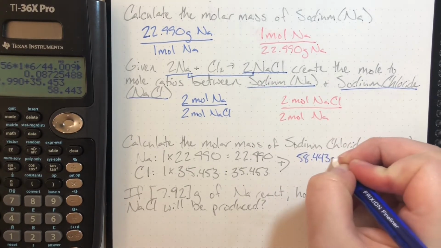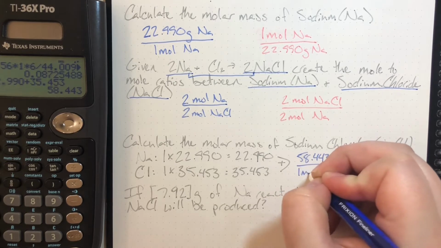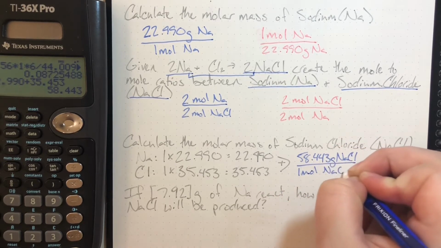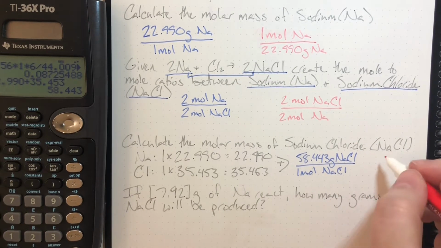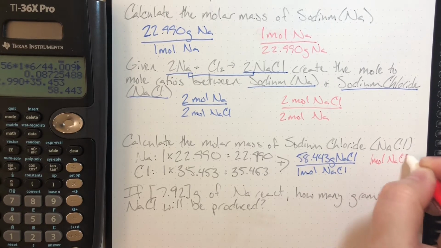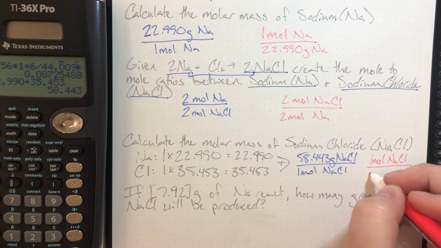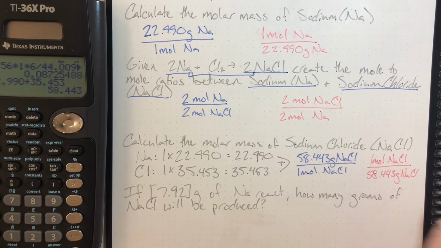58.443 grams of sodium chloride for every 1 mole of sodium chloride. Since this is a conversion factor, I will write both versions. And the flipped version would be for every 1 mole of sodium chloride, there are 58.443 grams of sodium chloride.